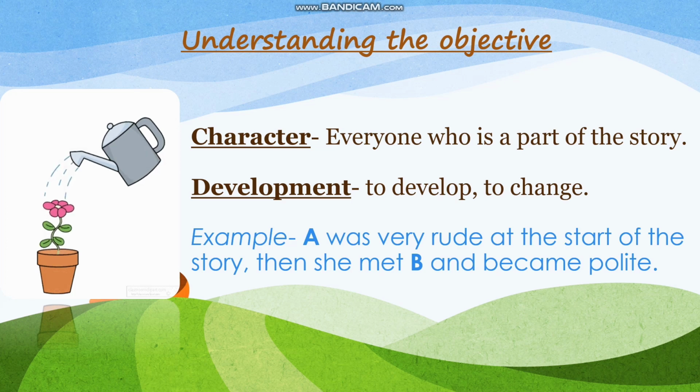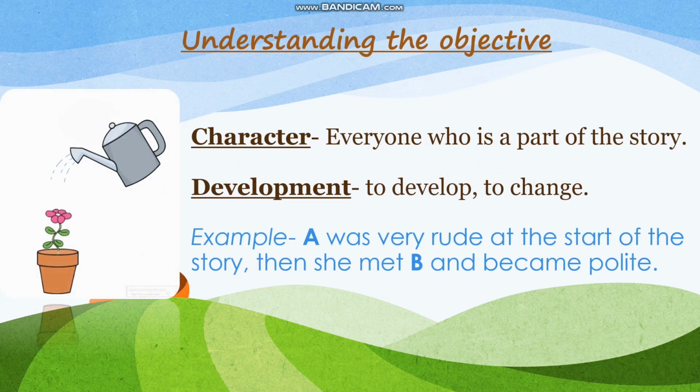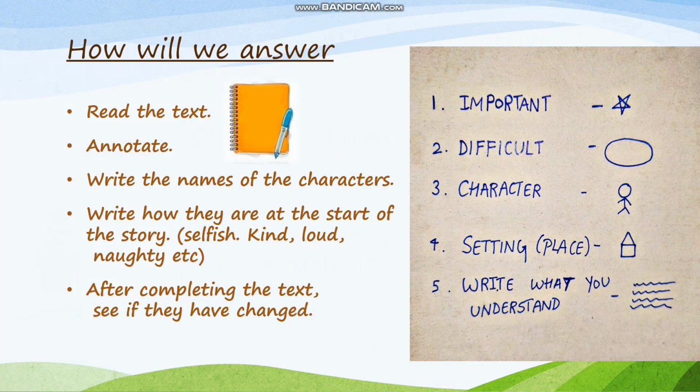Okay, so similarly, even for the characters, we are going to find the same things. That in the start of the story, A was like this, but by the end of the story, A became like this. Okay, this is called character development. So, we will describe character development in this story. Is it clear? Okay, great. Now, how will we answer? We will read the text, of course.